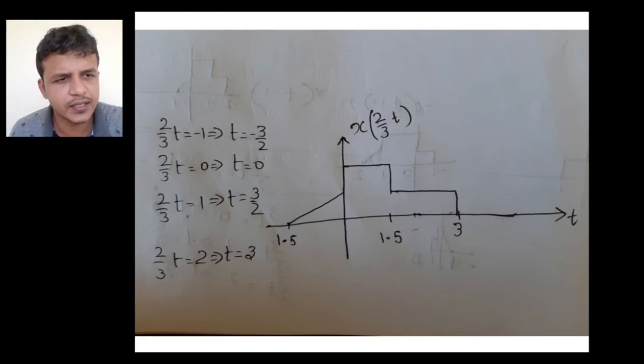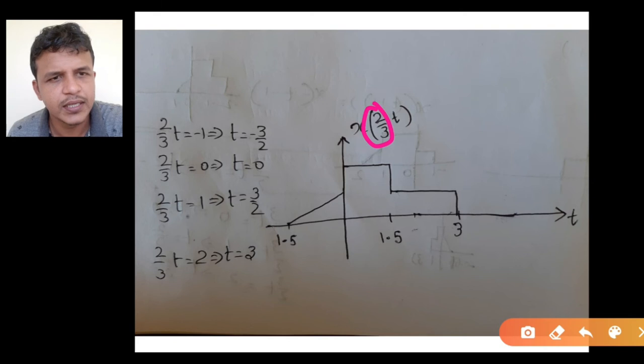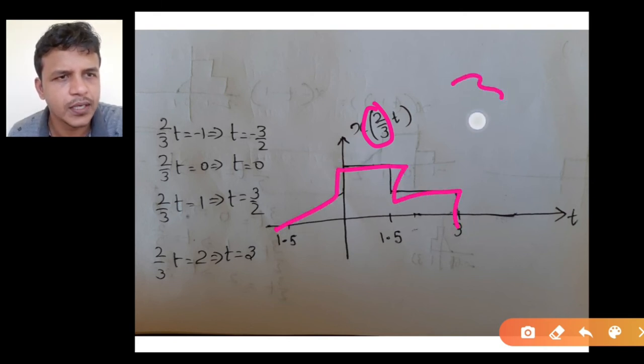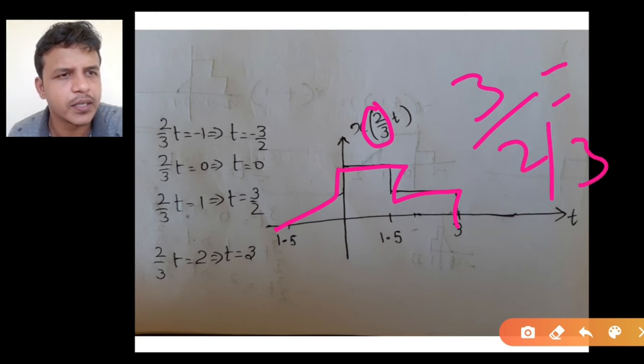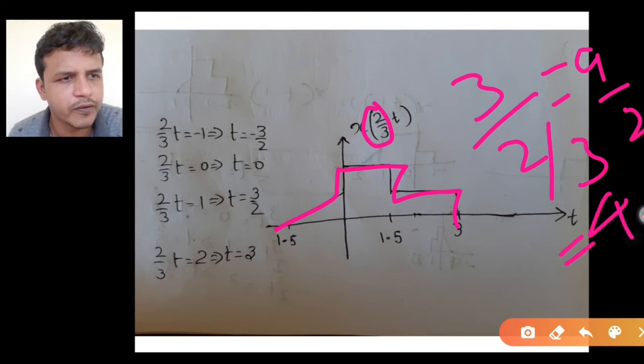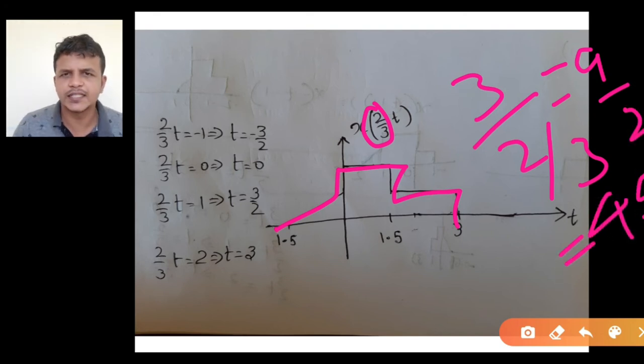Here the scaling factor is less than 1, for which the duration is expanded. So here 3 divided by 2 by 3, which means 6 divided by 3 into 3, 9 divided by 2, that is equal to 4.5 units. Actually x of t was extending from -1 to 2, so that means 3 units.